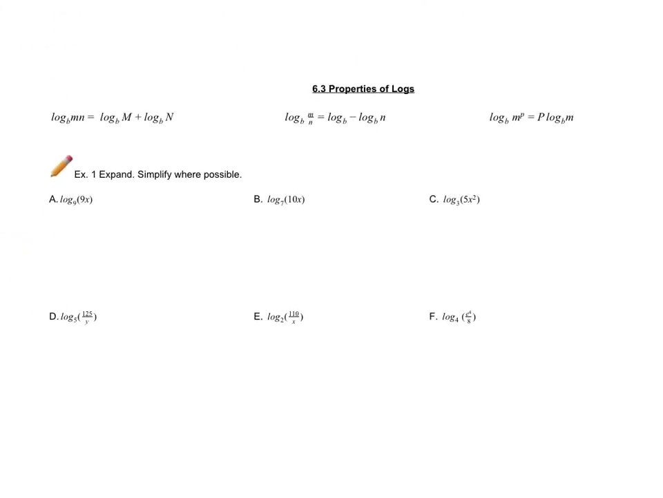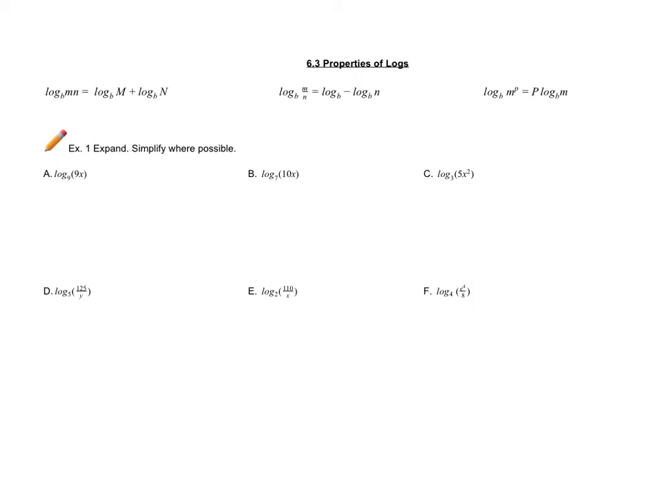Okay, so the next thing we're going to talk about are properties of logs. Now there are 3 properties we're going to deal with. The first one is when you have multiplication, like m times n, you expand it with a plus sign. Now, however many numbers or letters that are there, that's how many logs you need. When you see division, you're going to expand it with a minus sign. And when you see a number as an exponent, that number goes in front of your word log.